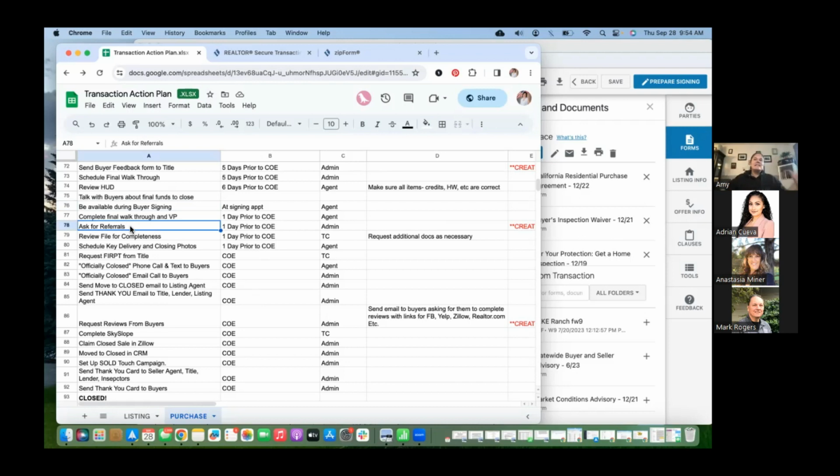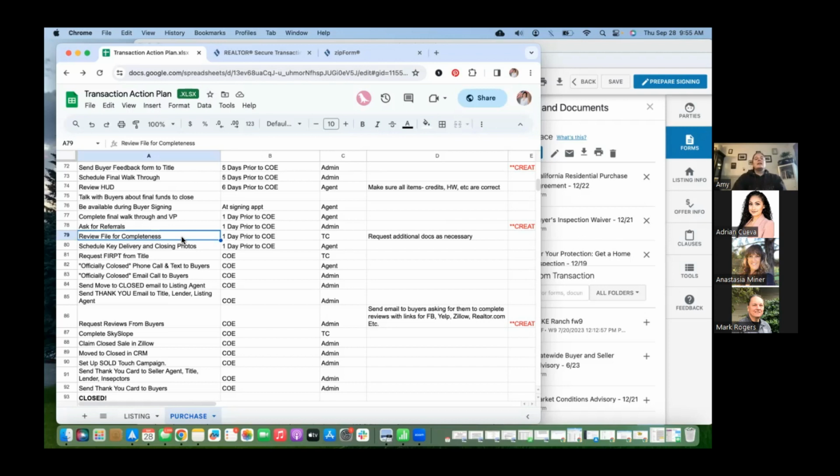Okay, 1 day prior to close of escrow, that's a good time to ask for referrals. Our buyers are excited. They're getting ready to get keys. They've signed their final documents. We're doing the final walkthrough. This is a good time. They're happy to give those referrals. Okay, we also want to review our file for completeness, make sure we have everything that we need in order to close out that file once we have the close of escrow so that we can get paid.